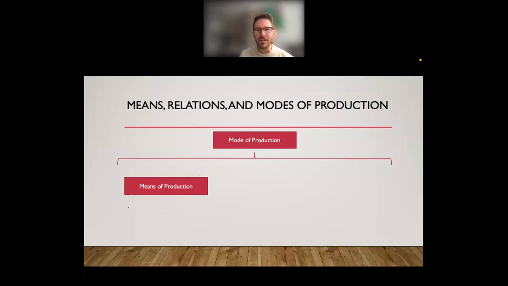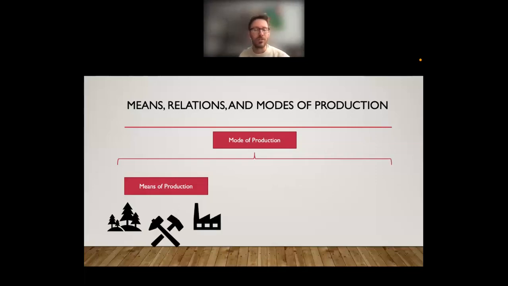So the mode of production is the economic organization in a society, and it's built upon two parts. The first is the means of production. The means of production are any raw materials, land, lumber, ore, grain, seeds, and the tools needed to produce products. So factories, tools, a plow. Those are the means of production, anything necessary to produce an object.